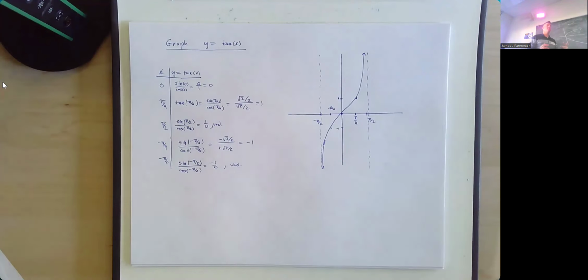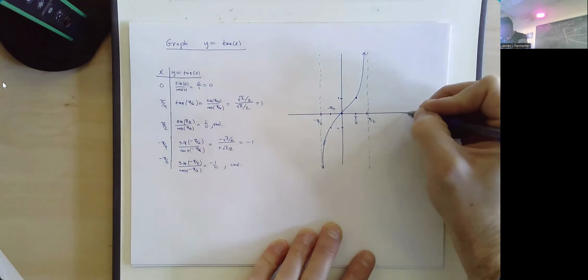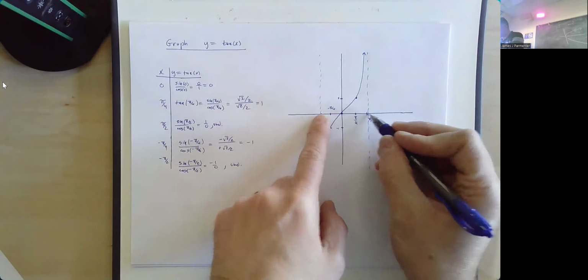I should say, there's one period of our tangent graph, because after this, it just starts doing the same thing over and over again. So unlike sine and cosine, and cosecant and secant, tangent has a period of just pi. It takes a length from negative pi over 2 to pi over 2 to start repeating itself, which has a length of pi.